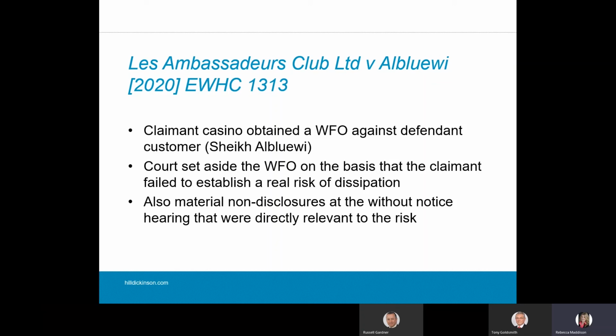The court also found that there were material non-disclosures by the claimant casino, as they failed to give a fair presentation to the court of the real risk of the dissipation of the respondent's assets, which highlights the need for full and frank disclosure.